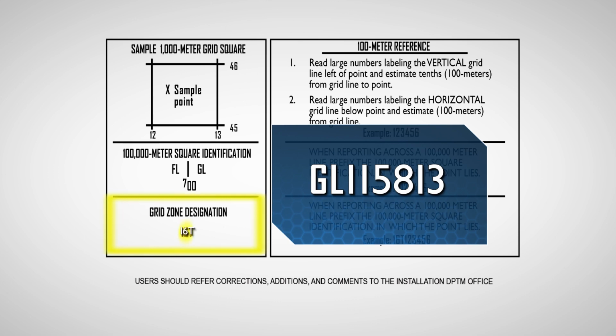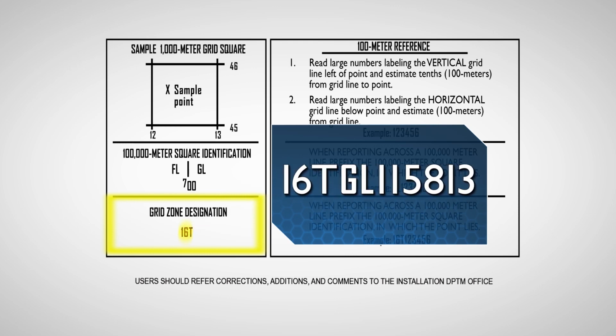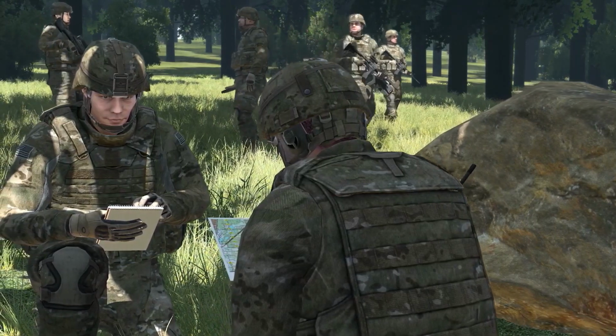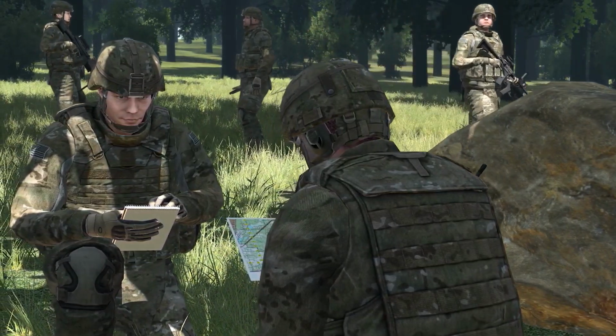Identify the grid zone designation, 16 Tango in this example, by looking in the grid zone designation box in the margin of the map. Place the grid zone designation 16 Tango in front of the 100,000 meter square identifier, Golf Lima, and the grid coordinate 115813. The final grid coordinate becomes 16 Tango Golf Lima 115813. By learning to utilize the grid system, you will be able to locate any point on a map in order to perform any number of land navigation tasks.